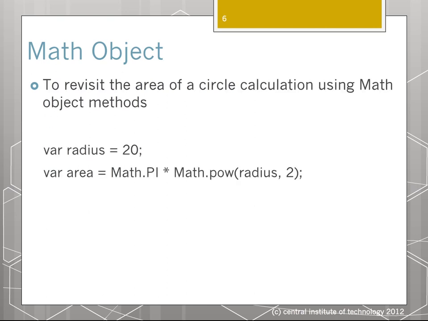So to revisit the area of the circle again, we have here again the same variable, var radius equals 20, but instead of having radius times radius in the variable area, we have Math.PI times Math.pow, P-O-W, and in the brackets we've got the variable radius, and then saying that it's to the power of 2. So that's how you can square a number.